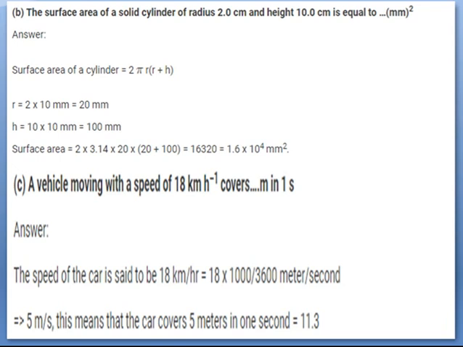Here r is given how much? 2 centimeter. Children, as you all know that 1 centimeter is equal to 10 millimeter, so 2 centimeter will be equal to 20 millimeter. In the same way you have to convert 10 centimeter into millimeter, it will be 100 millimeter. Now apply the formula and substitute the values, then you will get the answer, that is 1.6 into 10 raised to the power of 4 millimeter square.